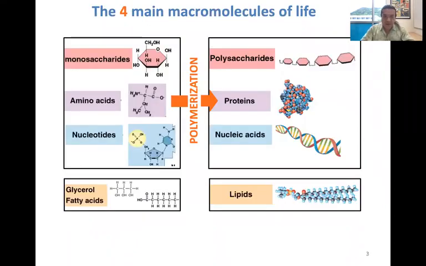Let's quickly review so that we're back on the same wavelength here about what we were introducing in this class so far. We said that there are 4 main macromolecule families that make up the components of our living cells, and therefore all life on Earth, because it's based upon cells. These are things like polysaccharides, proteins, nucleic acids, and lipids.